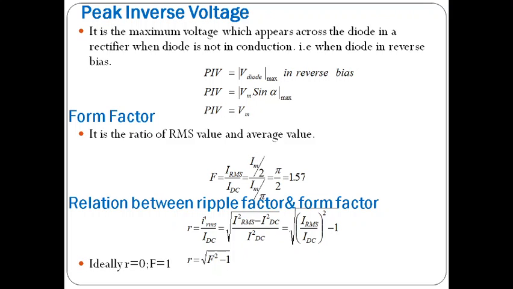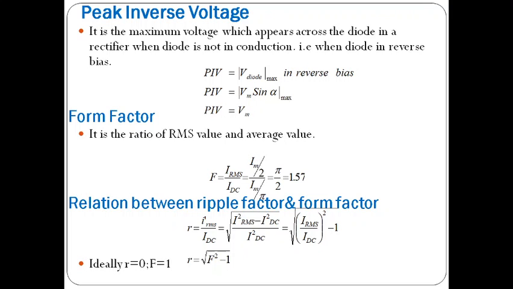Next, form factor. It is the ratio of the RMS value to the average value. It is nothing but IRMS by IDC, or VRMS by VDC, either one. So it is the ratio of IRMS by IDC. We can say IRMS equals Im by 2 and IDC equals Im by π. From that we can say the form factor F equals π by 2. This value is 1.57 in the case of a half wave rectifier.